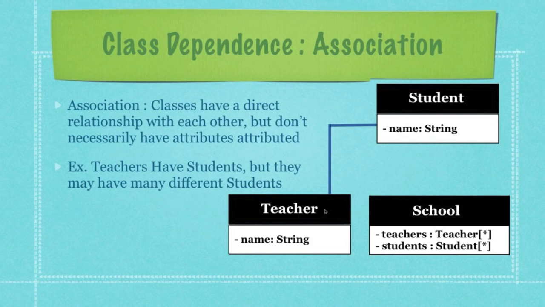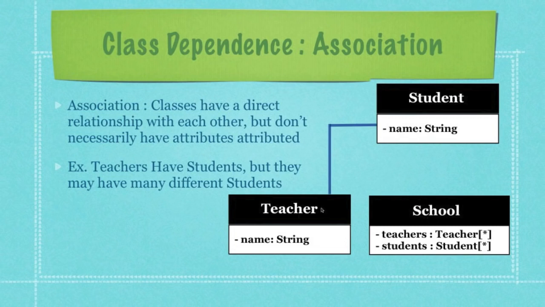So for example, we have teacher classes and we have student classes, and we might have schools down here in which teachers are directly related to students, and we know that teachers have students and they wouldn't be teachers without students. They are, however, the way we have this structured right here, not directly dependent upon each other, even though they are related in one way or another inside of the school class. This is known as an association relationship. They are connected inside of another class, however, they're not directly dependent.